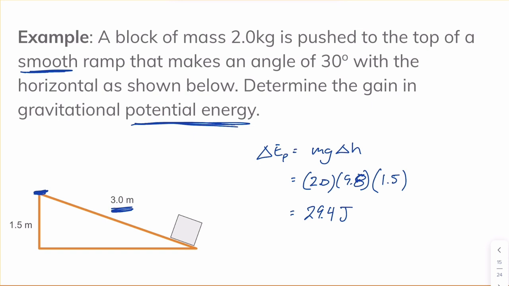It's interesting to note, it doesn't matter how long the ramp is, it doesn't matter the angle of the ramp. All we're really concerned about in this case is how high the ramp is, and that can tell us the gain in gravitational potential energy.